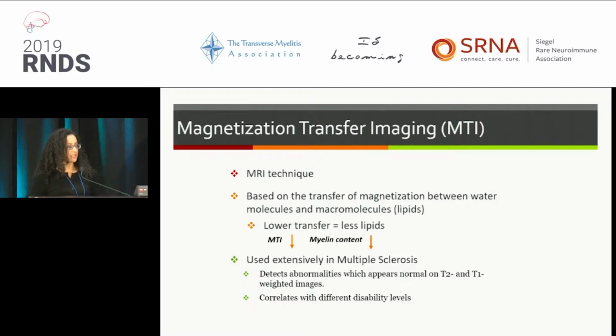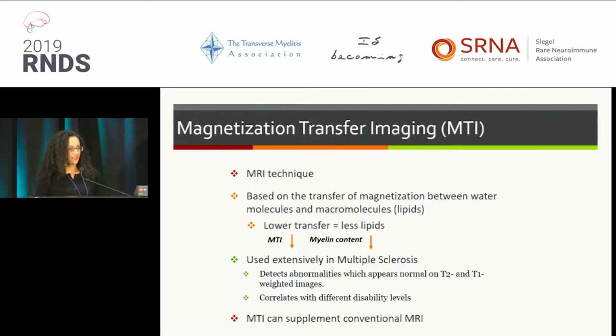And so this technique has been around for a long time. It's used a lot in the brain. It's also used in the spinal cord of patients with multiple sclerosis. It's able to detect abnormalities which normally are not detected with conventional MRI. It also correlates very well with disability scores. So in the MS population, it's been used to correlate with EDSS scores and things like that.